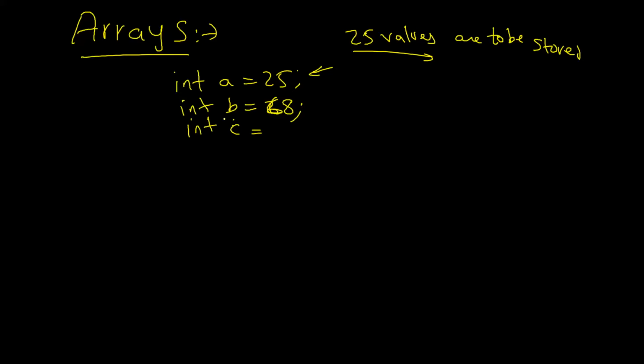Every time you can't just make a, b, c, d, e, f, g up to z. And what if you have 50, you'll be putting a, b, b in that way. That's not practically possible, right? For you to write everything manually, correct?